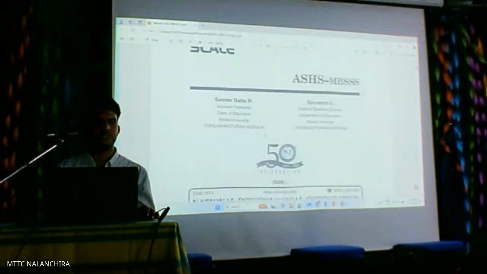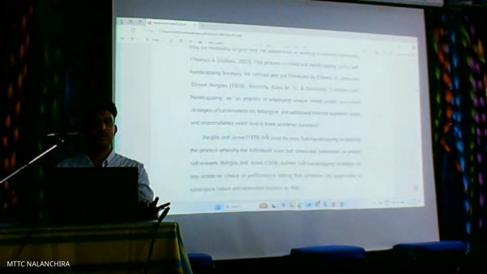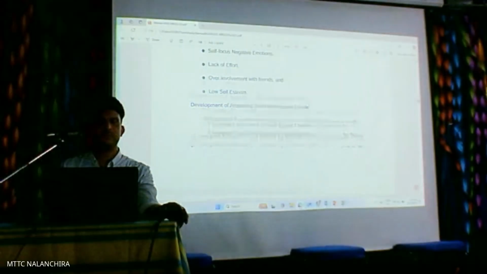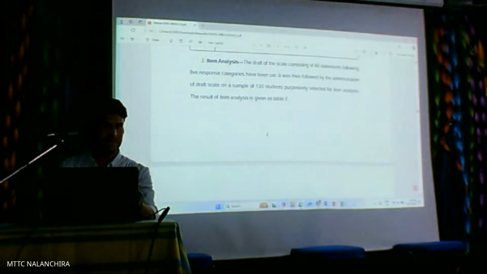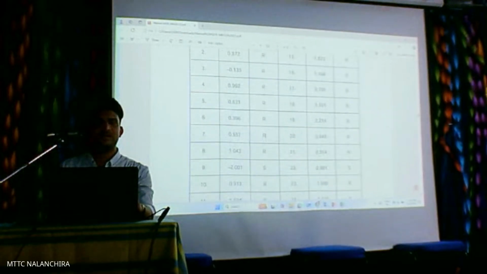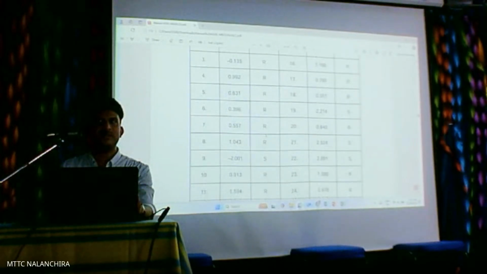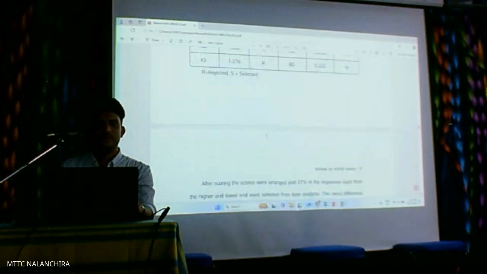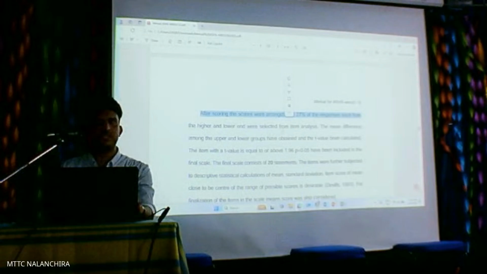First we will have an introduction. That is not required in your case because you can write simply and come directly to the stages. Development of the framework of item pool. Then come to the deliberation of experts, item analysis. After the pilot study, it is included in this. We have already written the item analysis table, whether an item is accepted or rejected. That we decide upon the t-value. Based on the t-value, we decide. It is the story. There were 130 people, and 27% we have taken.